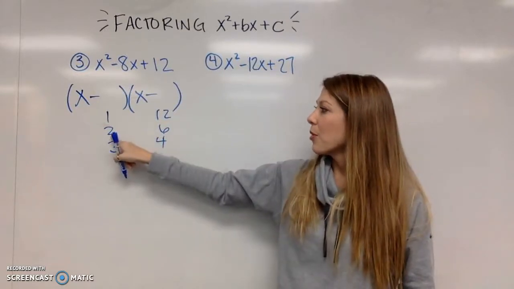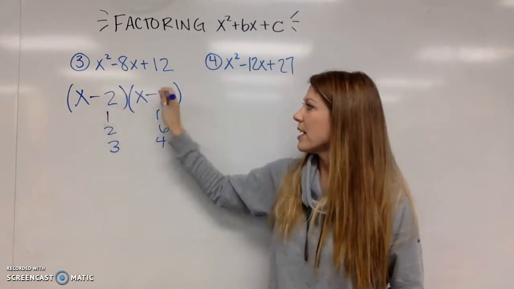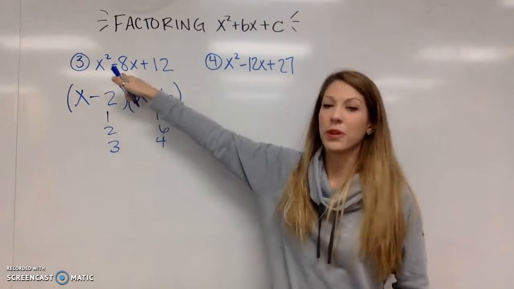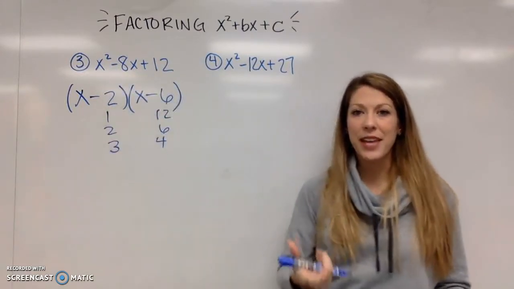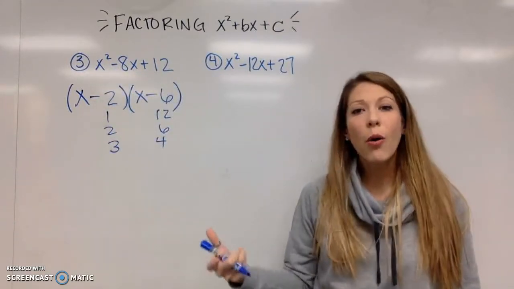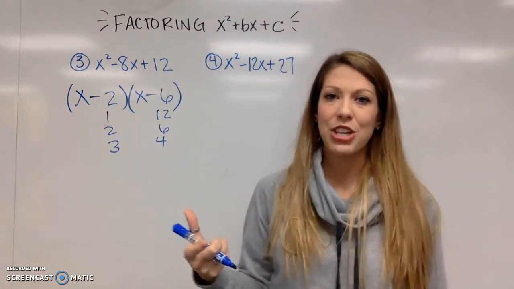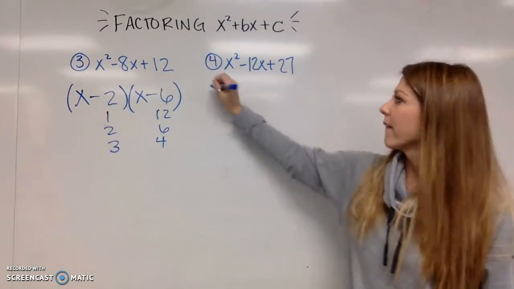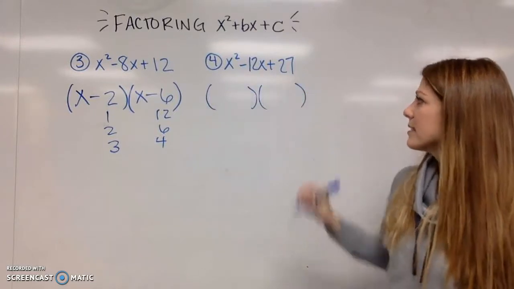But we know when we take negative 2 and negative 6, that's when we'll get negative 8. So our final answer would be x minus 2 times x minus 6, or x minus 6 times x minus 2. Right, example 4. We set up our parentheses.